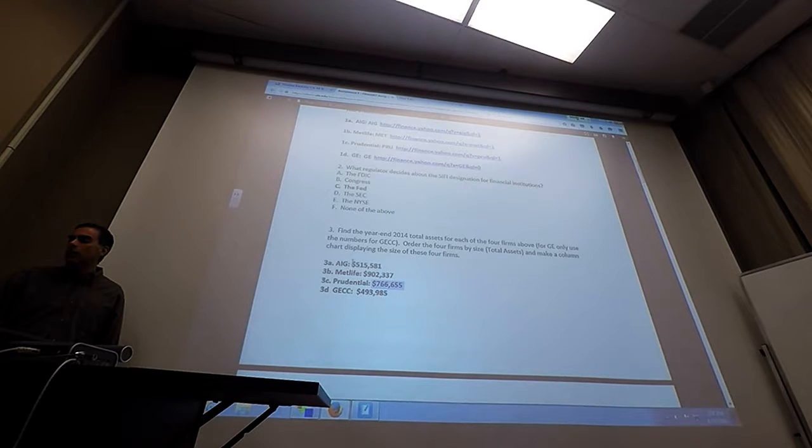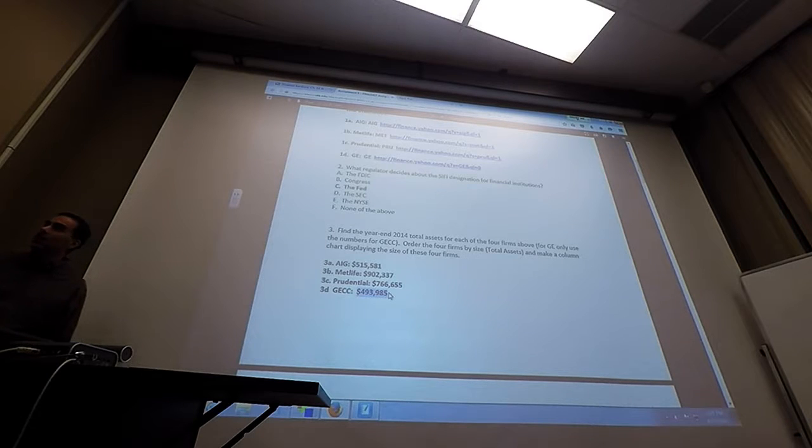Now AIG is a lot smaller than what it used to be. It used to be up to around $1 trillion. Now it's $500 billion. And if you took just the General Electric Capital Corporation, and you go to their balance sheet, the first page gives the whole GE Corporation with the industrial part plus the financial part.